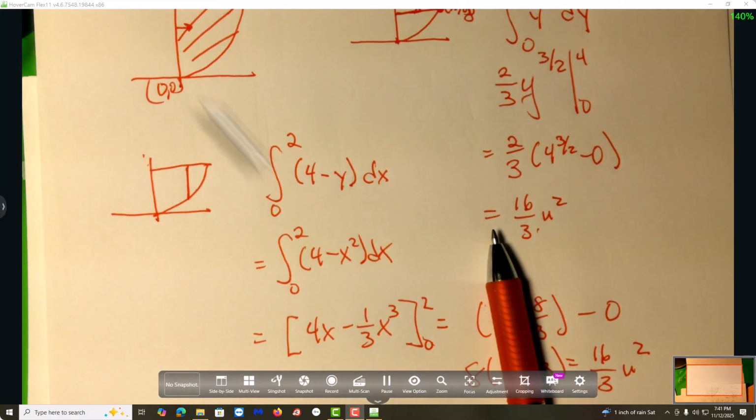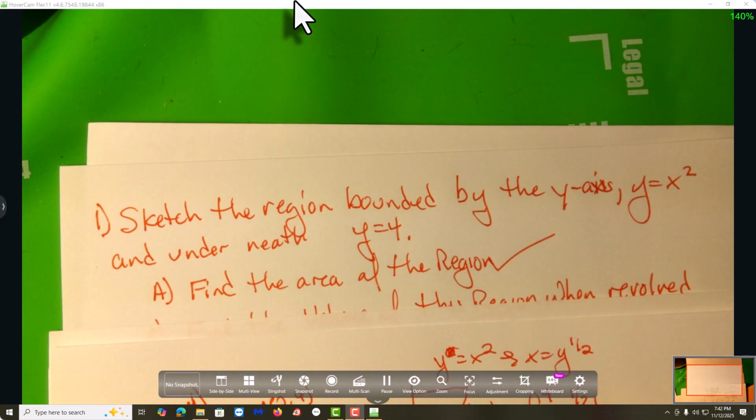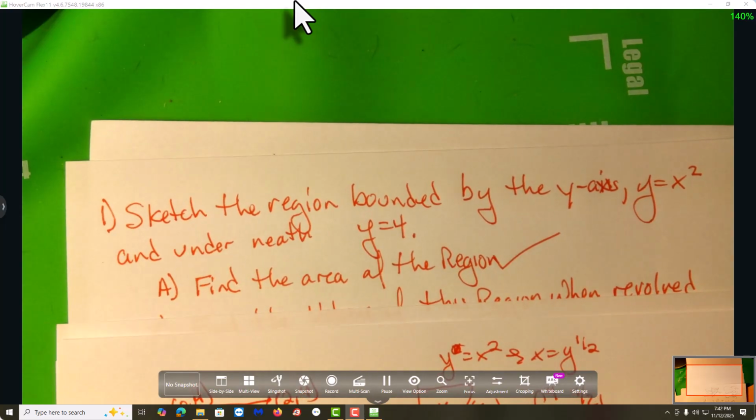Now, because of this mess I've created, let me pause this for a second. Okay, so now we've done part A again. Now part B, part B isn't so bad.